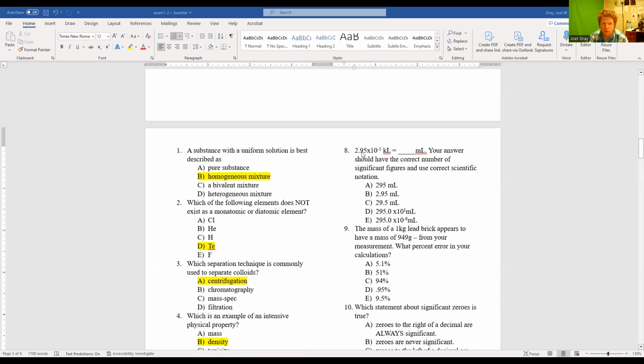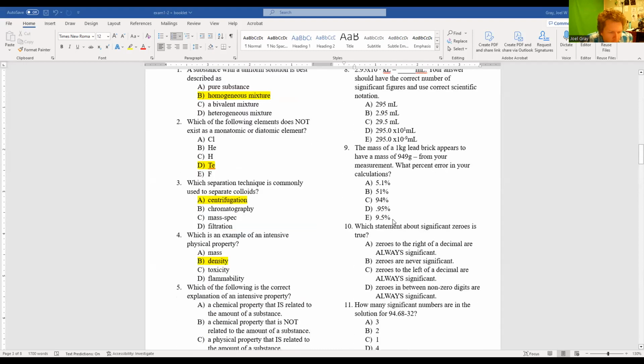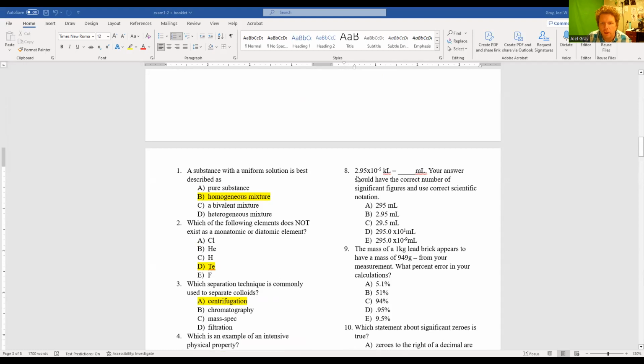I'm going to work through questions 8 through 13. The first question here is 2.95 times 10 to the fifth kL, or kiloliters, is how many milliliters? To answer this question, I'm going to switch to the whiteboard so that I can write this one out. So here we go.